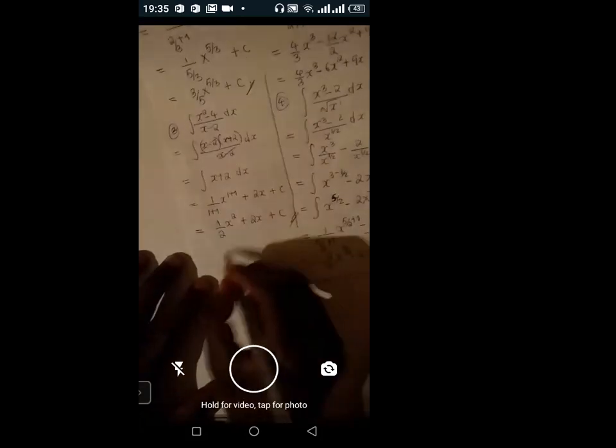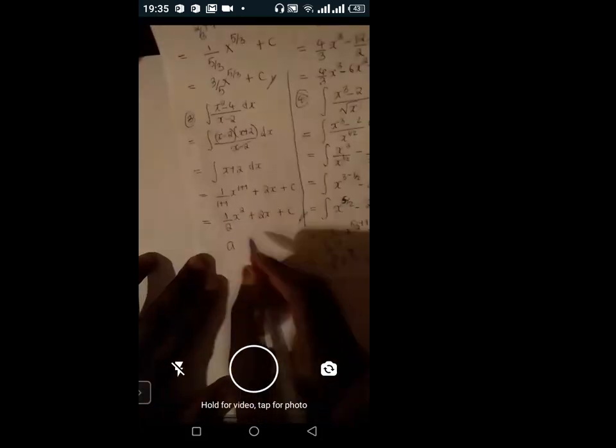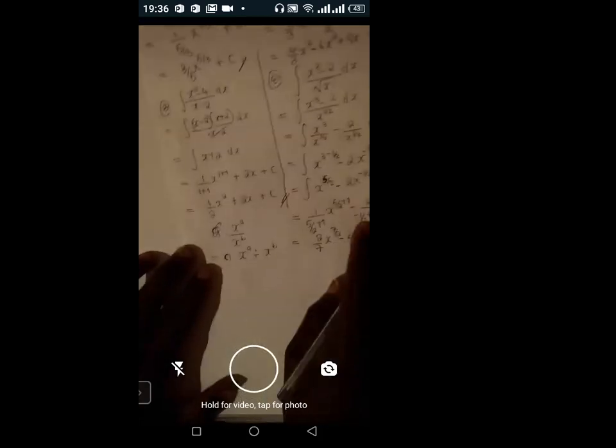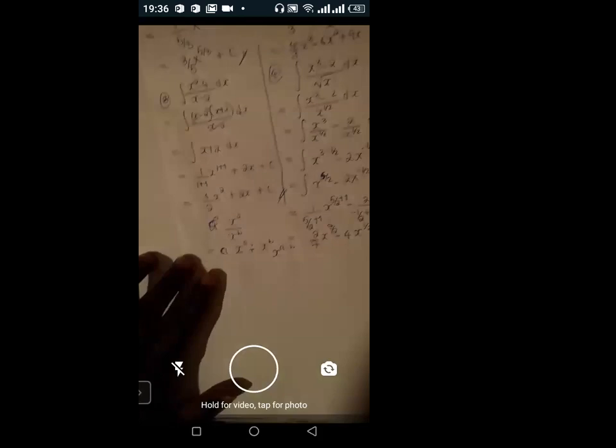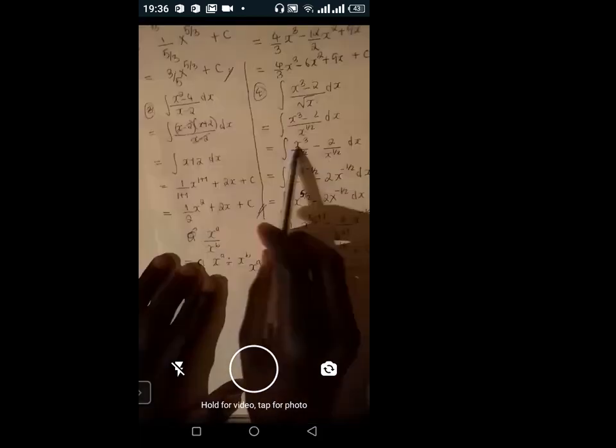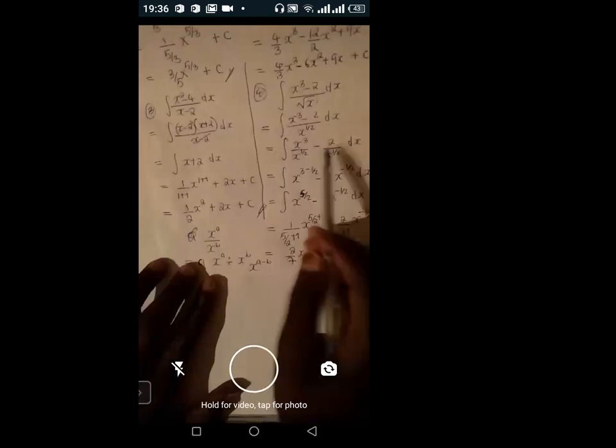Remember our indices: when you have x to the power a over x to the power b, this is equal to x to the power a divided by x to the power b. The bases are common here, so this is equal to x to the power a minus b. This is what you've done here: x to the power 3 minus this one here, 1 over 2.